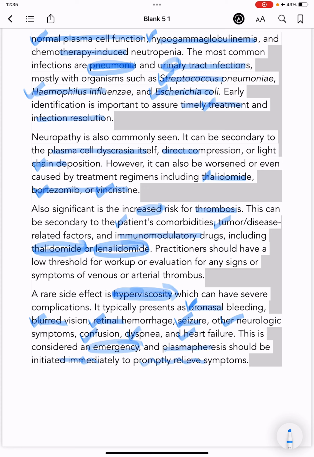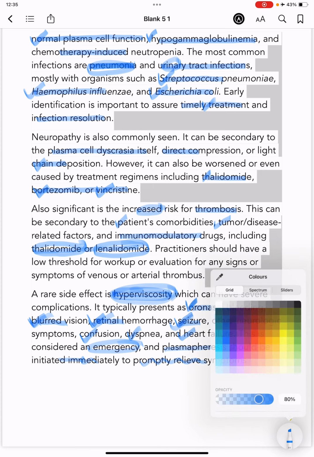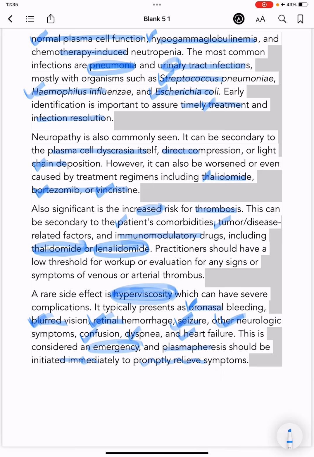So to relieve the symptoms of this hyperviscosity, like oronasal bleeding, blurred vision, retinal hemorrhage, seizures, or other, what should be done? Plasmapheresis should be initiated immediately to relieve the symptoms.